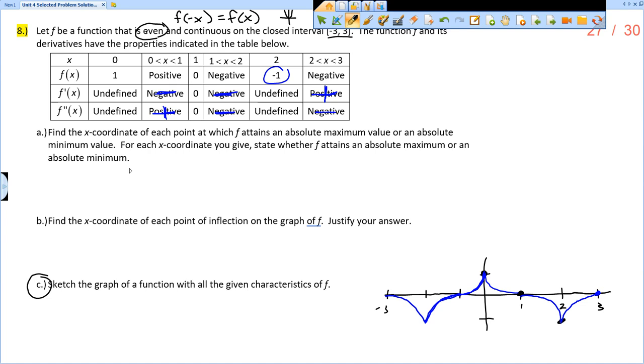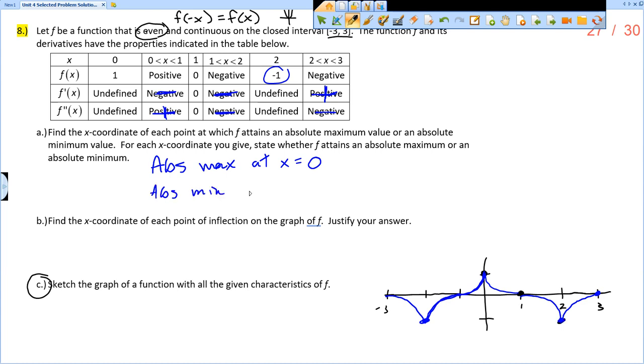Now it's going to make it a little easier to find out where the absolute maximum is. Look at this picture. Where's the absolute max? Well, the absolute max is very clearly at x equals 0. And what is the absolute maximum value? Well, the absolute maximum value is 1. But remember, it says find the x coordinate. And then it says absolute minimum. Well, absolute minimum there and there, so at -2 and +2.